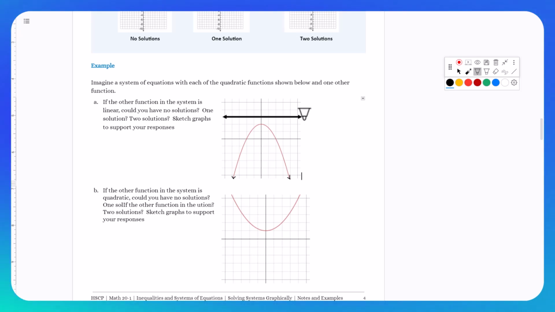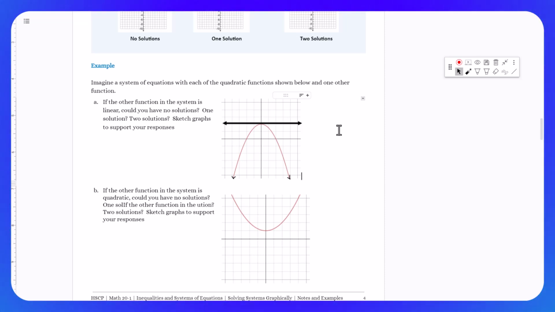Could we have a linear with one solution? Well, let's see. What if we took this line and moved it down so it was just touching the vertex like that? Well, there we have one solution. Did your graphs above look something like this?